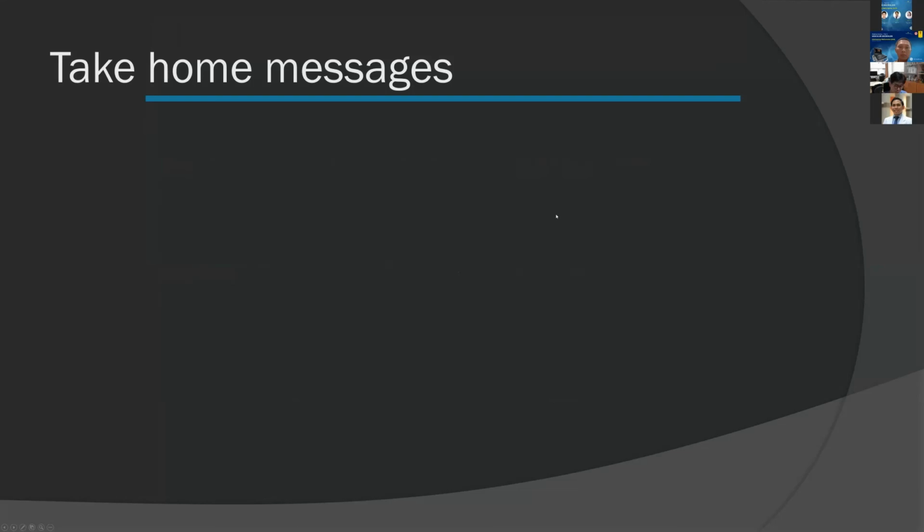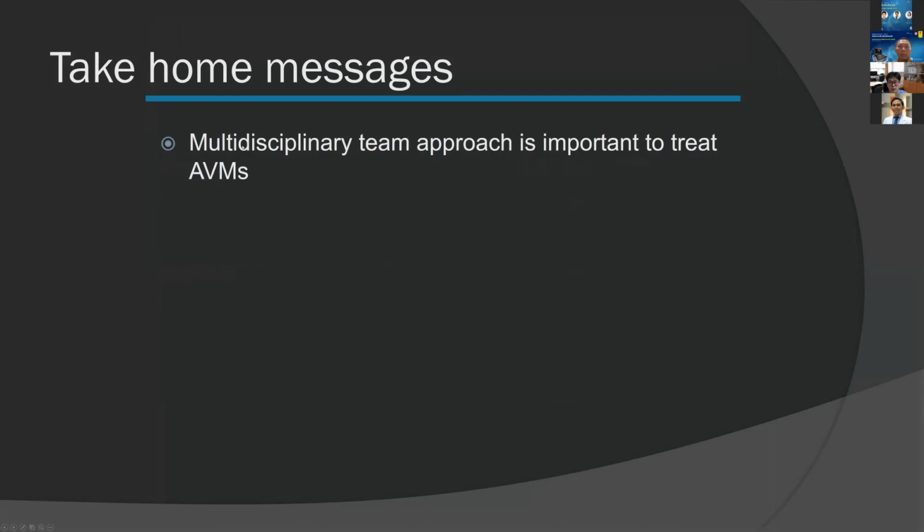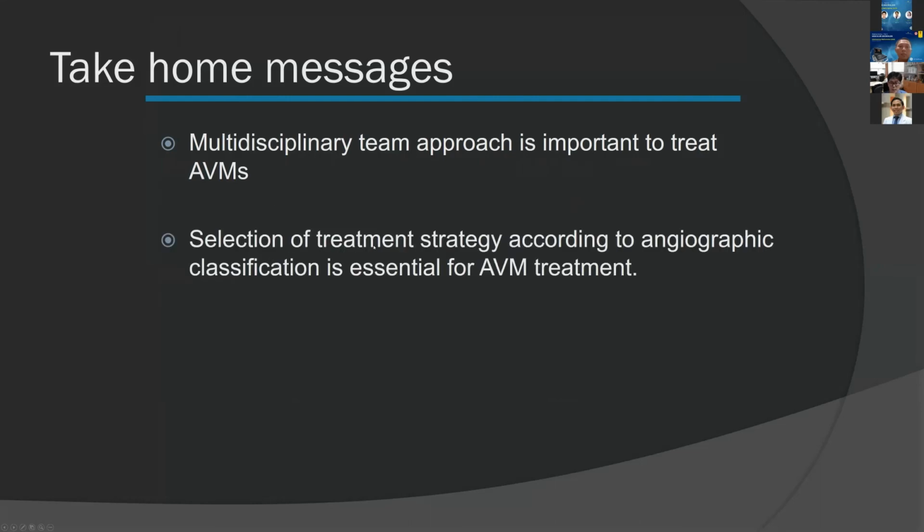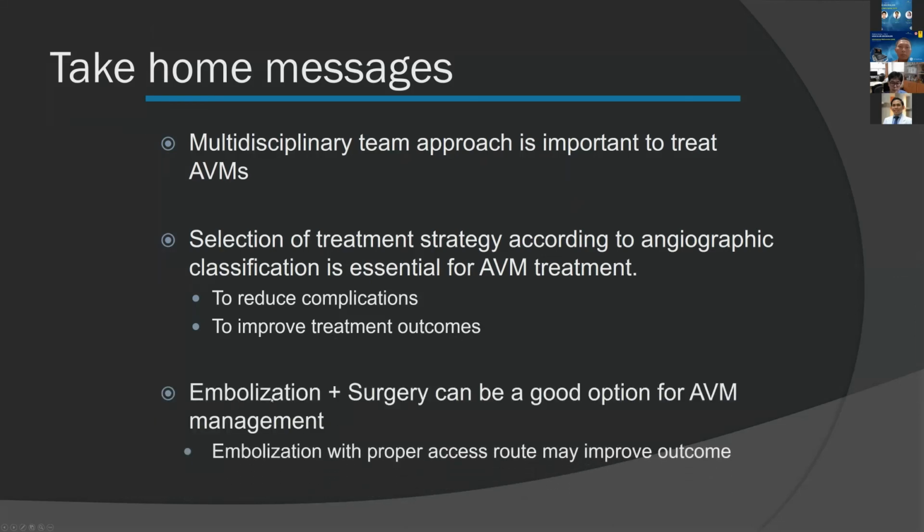This is my final slide. A multidisciplinary team approach is important to treat AVM, and selecting the treatment strategy according to the angiographic classification is essential for AVM treatment to reduce significant serious complications and to improve the treatment outcome. And also, embolization plus surgery can be a good option for AVM management.